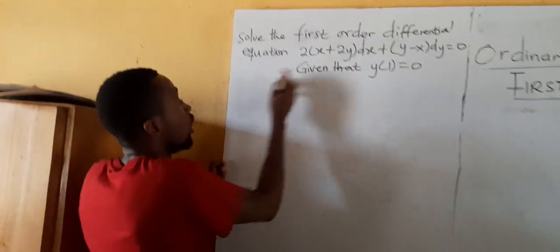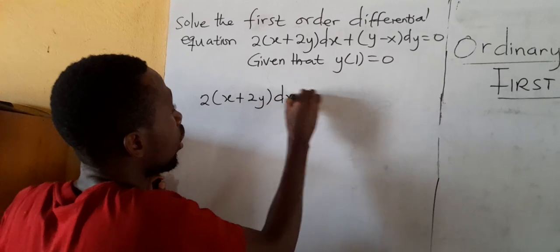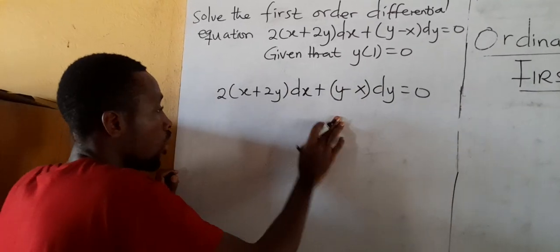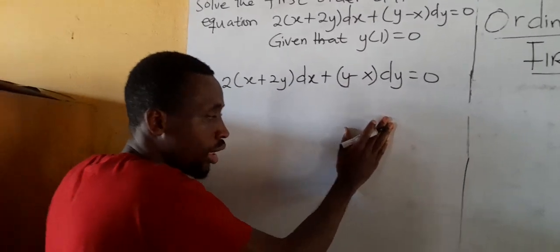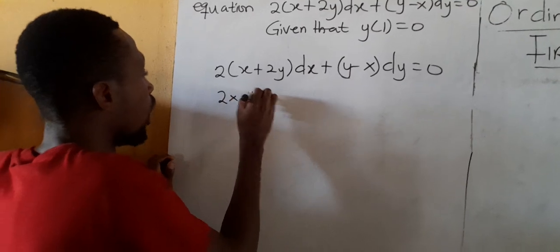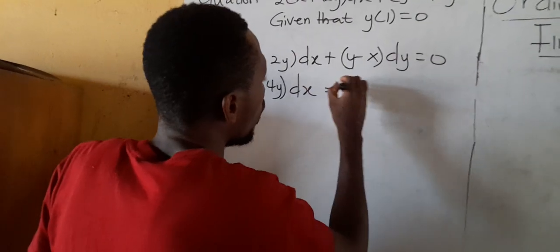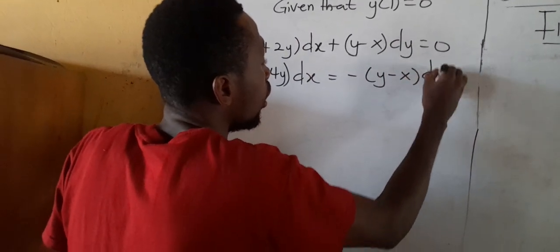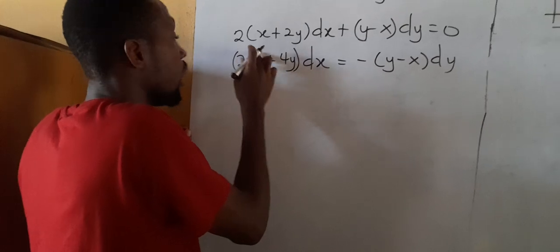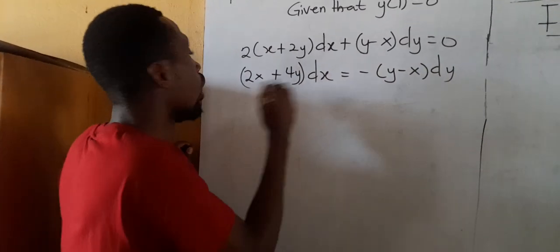So remember, 2(x + 2y) dx + (y - x) dy = 0. Can we separate this? We can't separate. Look at it. It is inseparable. Is it homogeneous? To determine that, we can multiply this off. So we get (2x + 4y) dx, then we send this one here, (y - x) dy. Is it homogeneous? The degree here 1, degree here 1, perfect. Degree here 1, degree here 1, perfect. So it is homogeneous, so we can solve that.